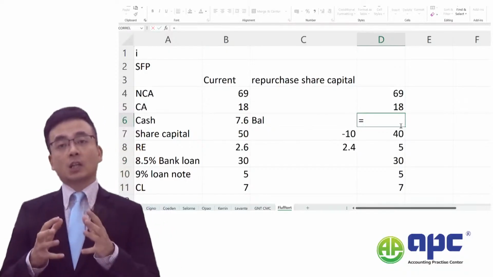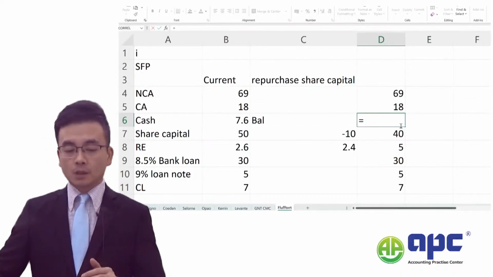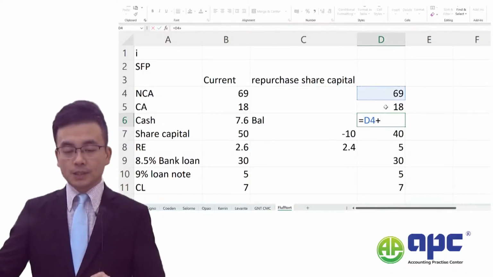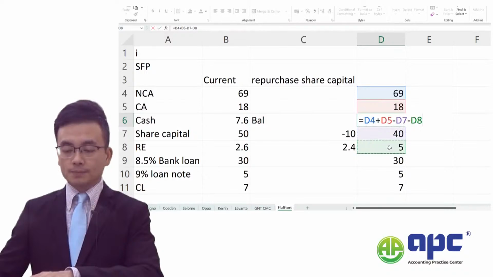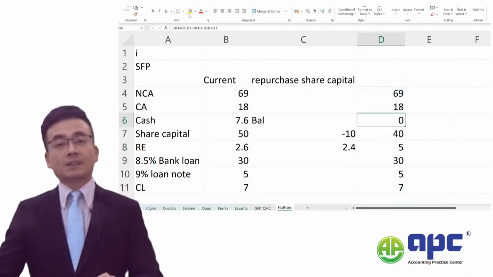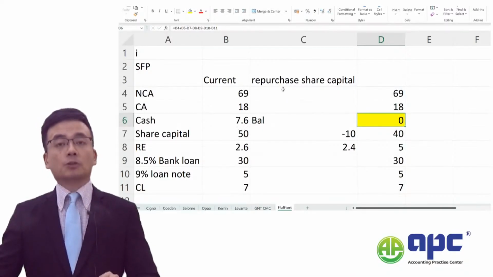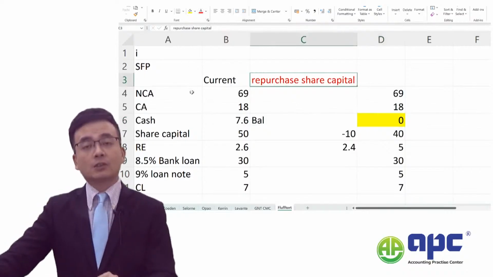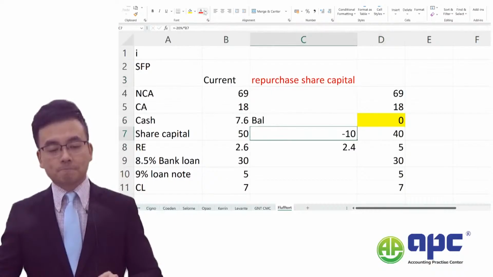Now, according to the accounting equation, assets equal liabilities plus equity. We use total assets minus the equity minus liabilities. That would give me $0 for cash as the balancing figure. That's all, and that's the first proposal. We repurchase the VC's 20% share capital, and that's why we're reducing that by 10.